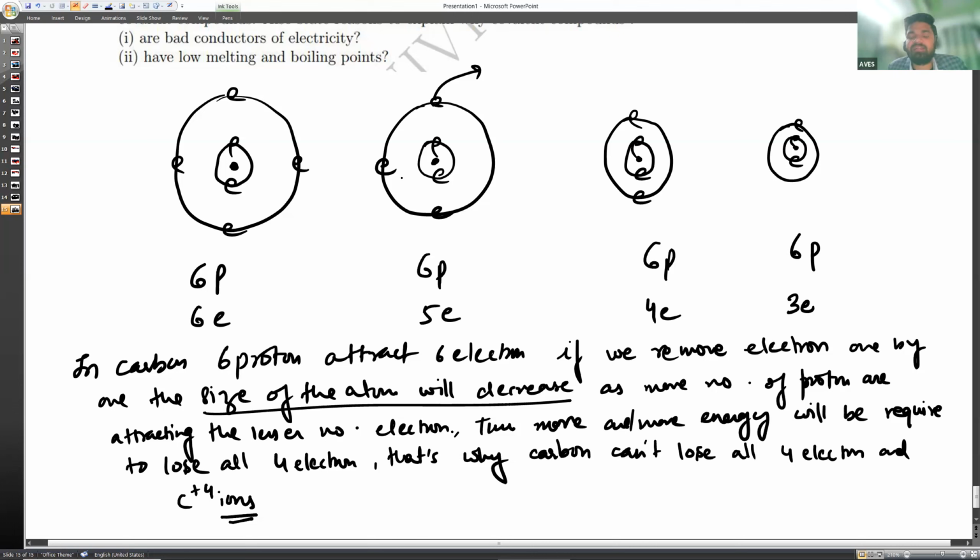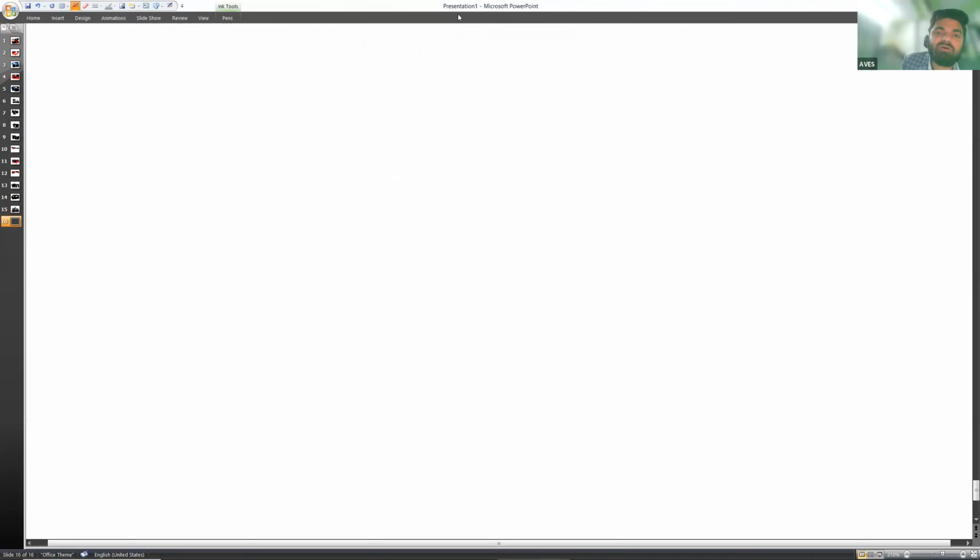And similarly, you have to write why it cannot form C4 negative ions. The reason is that there are only six protons, and if you keep on adding electrons, it is not practically possible for the six protons to hold the extra four electrons. Six are already present, and an extra four will result in 10 electrons. So it is not possible for a nucleus carrying only six protons to hold a total of 10 electrons. So you have to write down why it cannot form.